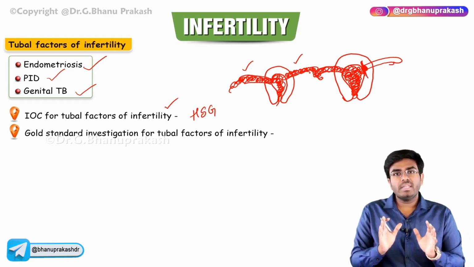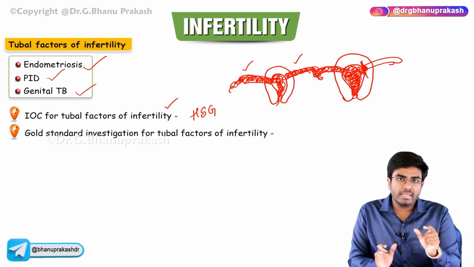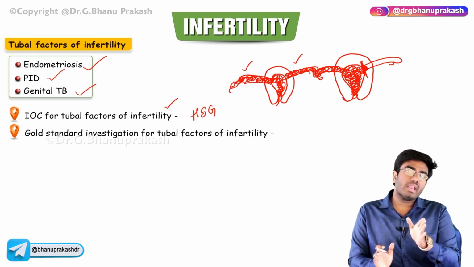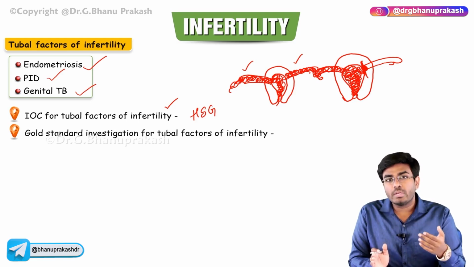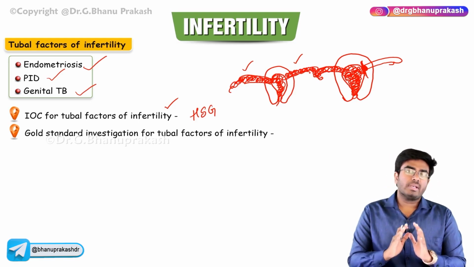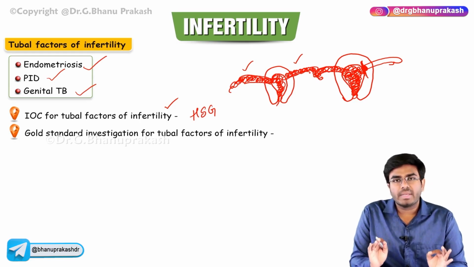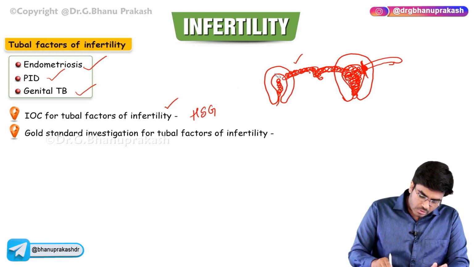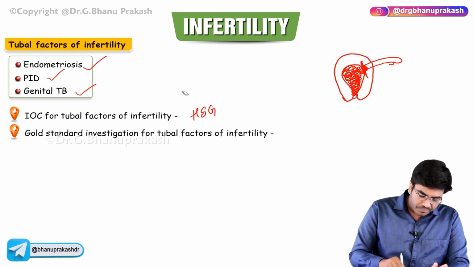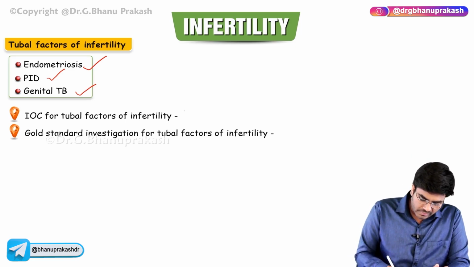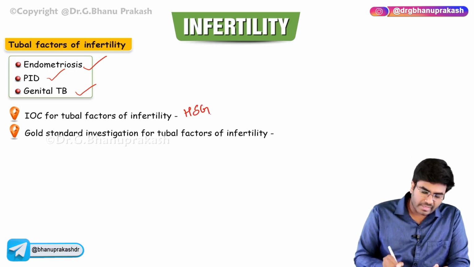So in the X-ray, you can only see that the radio-opaque dye is entering the right-sided fallopian tube, but in the left-sided fallopian tube, there is no radio-opaque dye. With the help of hysterosalpingography, we can clearly know whether the tubes are patent or not. So, see, hysterosalpingography is the investigation of choice. No doubt, it's the investigation of choice for the tubal factors of infertility.